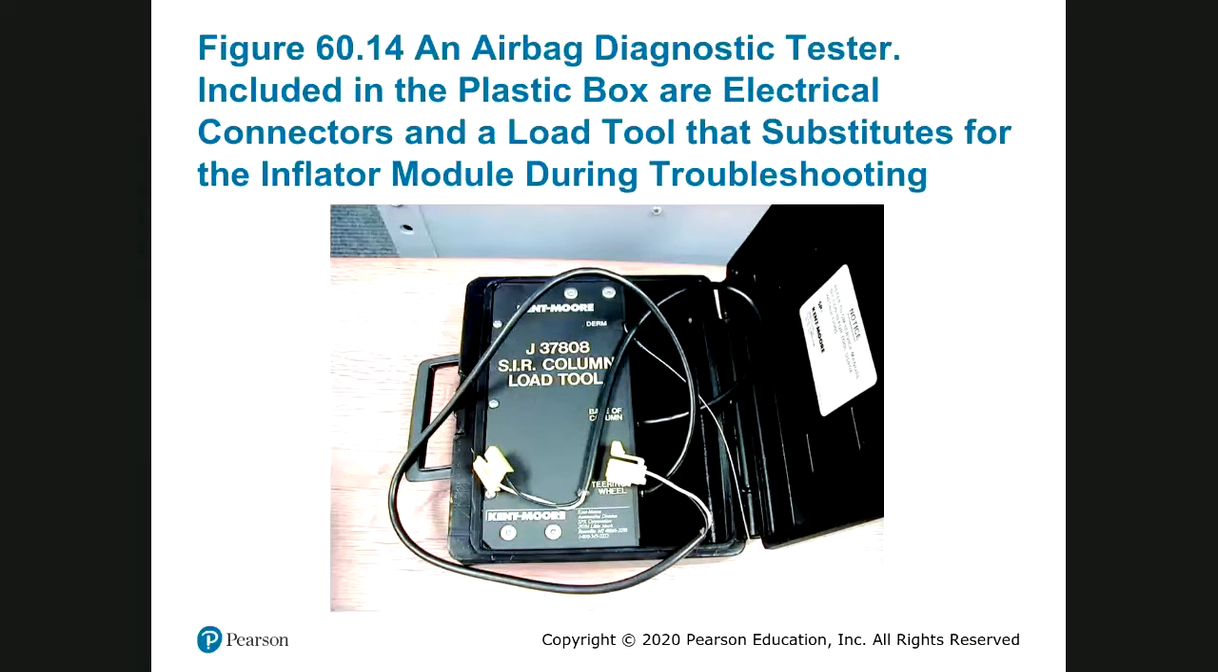And right here, you see an airbag diagnostic tester included in a plastic box. And there are also electrical connections and a load tool that substitutes the inflator module during troubleshooting. That is a J37808. That is a GM Kenmore tool there. So if you're working on a General Motors vehicle, you've probably seen that tool before. I have. I've seen it many times with different modules and different connectors that we had to use for it.